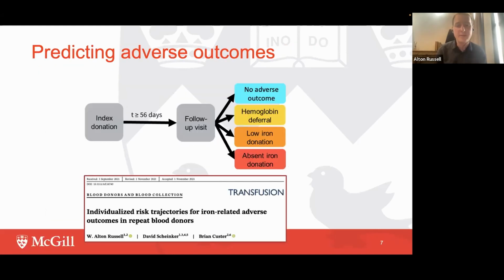In this first paper I did in this area, which was published in Transfusion, we framed this prediction task as a multi-class prediction. So someone gives a donation. Index donation doesn't necessarily mean it's their first donation. We just use index to mean it's the one from which we're making a prediction. And then they come back sometime later, and either they give a donation with no adverse outcomes, or they're deferred for low hemoglobin, or they gave a donation, but we know based on after-the-fact ferritin testing that they had low or absent iron stores at the time of donation.